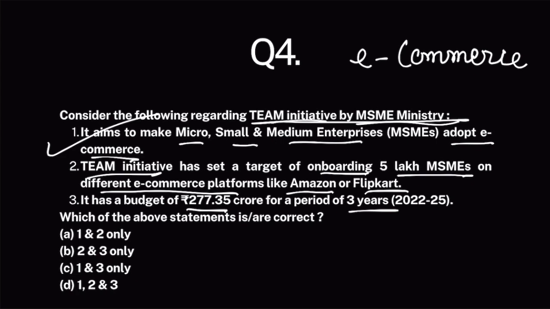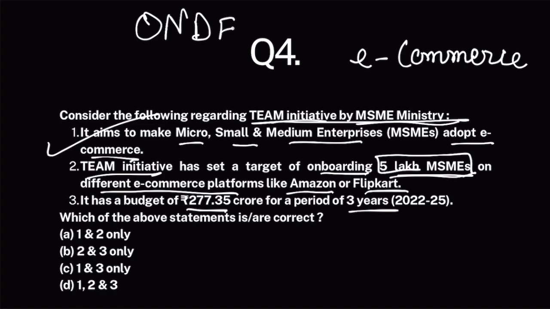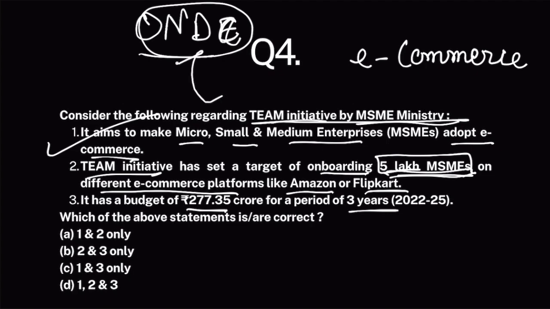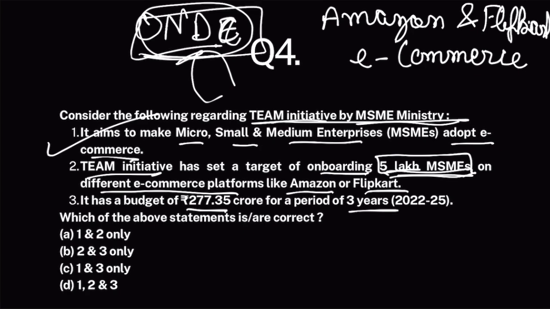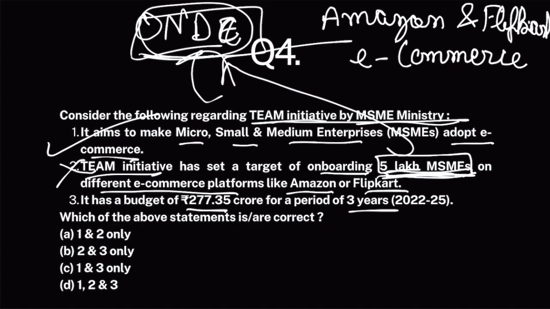Now, under this Team Initiative, the target is that 5 lakh MSMEs should be onboarded on the Open Network for Digital Commerce, ONDC. So government will bring these 5 lakh MSMEs on ONDC. ONDC was created as a rival for Amazon and Flipkart because currently e-commerce market is dominated by these two. So government wanted to end their monopoly or duopoly of sorts. These 5 lakh MSMEs would be onboarded on ONDC. So this part is incorrect. Third statement is absolutely correct.